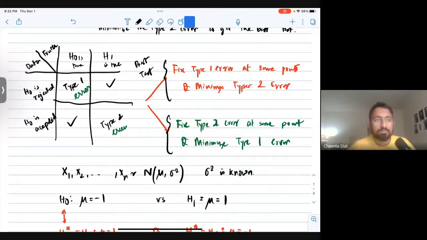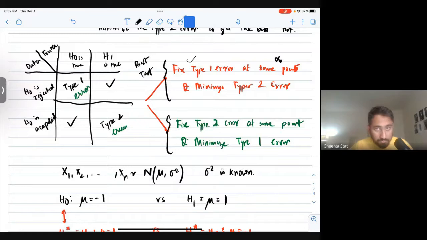Now, there are many ways in Bayesian statistics, a different way to find the best test, but here we are discussing the optimal paradigm. The actual way we do it is that we fix the type 1 error at some alpha level alpha, and then we minimize the type 2 error to find the best test. But there can also be another option, right? We fix the type 2 error at some point and we minimize the type 1 error. That is another option, right, guys?